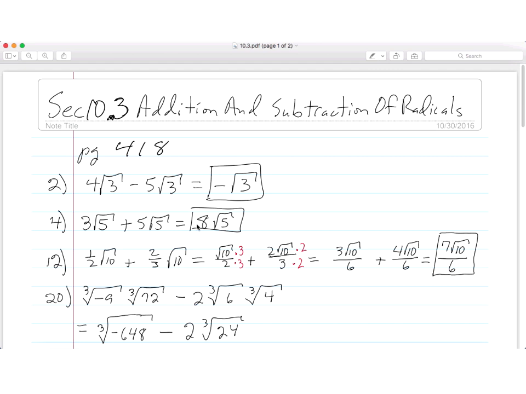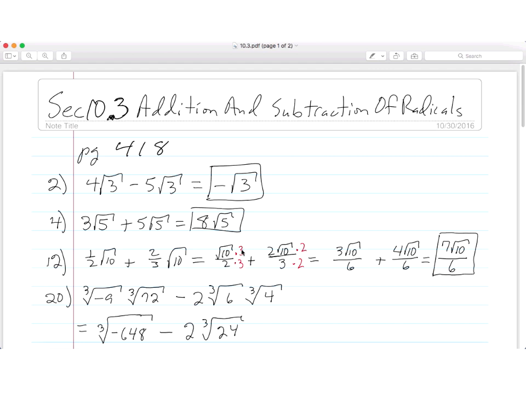Let me do problem number 12. 1/2 times the square root of 10 plus 2/3 times the square root of 10 is equal to, well, let me write these as fractions. So this is 1 times rad 10 is rad 10 over 2 plus 2 times rad 10 over 3. I have a 2 and a 3. I want to find the common denominator. The least common denominator in this case is 6.